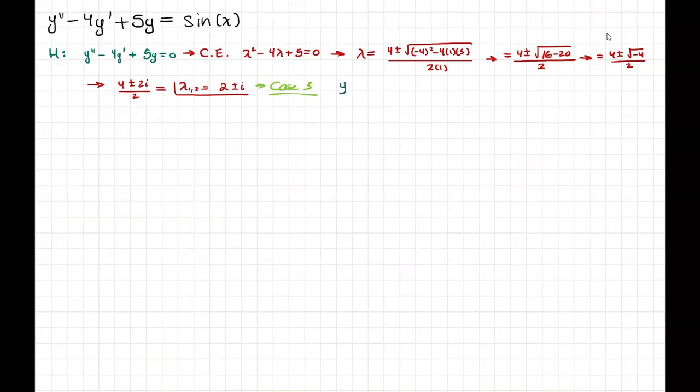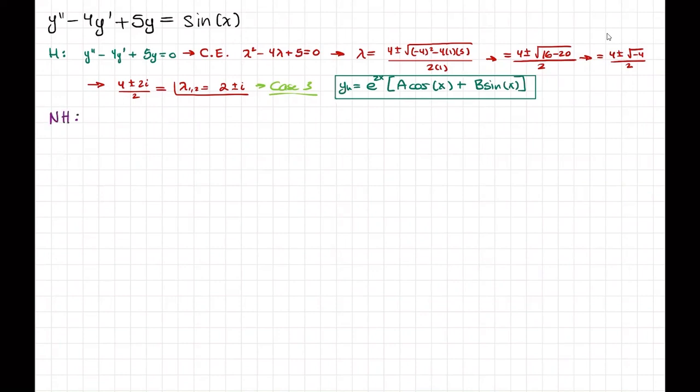And because this is a case number 3, our homogeneous solution will be e to the 2x times a cosine of x plus b sine of x. So this is my homogeneous solution. Now let's solve for the non-homogeneous, and we can apply the same methods that we've done before. So my r of x for this one is sine of x.